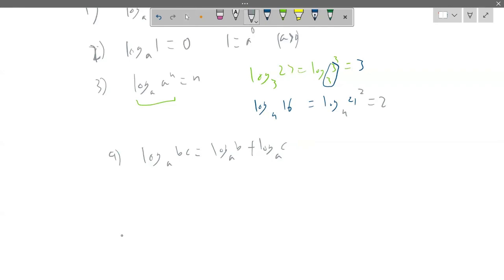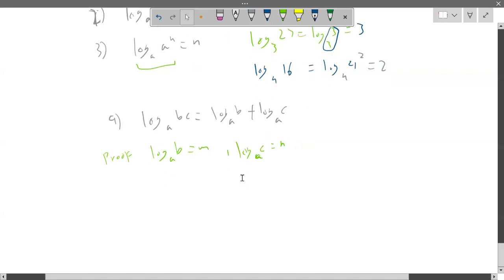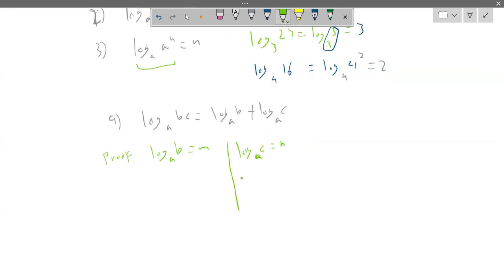we let log B base A equal M, and log C base A equal N. Each of these assumptions that we made has an equivalent definition in terms of exponentials. So if we have log B base A equals M, that means B is equal to A to the power of M, and here C is equal to A to the power of N.